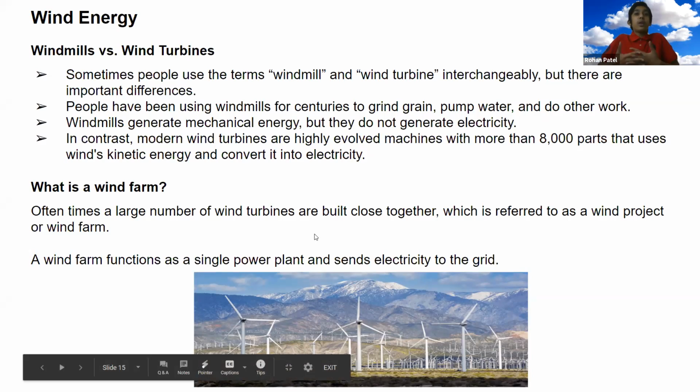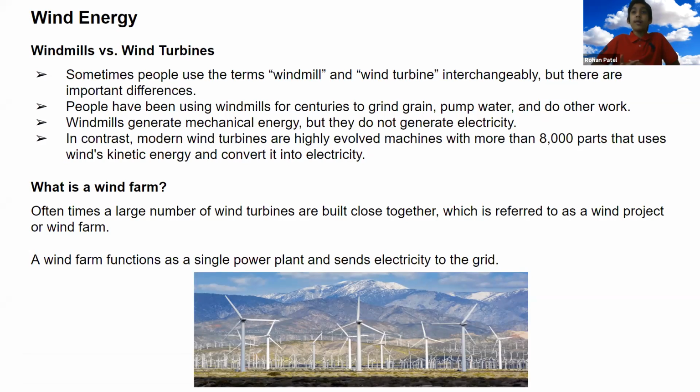So windmills versus wind turbines, what are the differences? Sometimes people use the terms windmills and wind turbines interchangeably, but there are important differences. People have been using windmills for centuries to grind grain like wheat, pump water, and do other work. Windmills generate mechanical energy, but they do not generate electricity. In contrast, modern wind turbines are highly evolved machines with more than 8,000 parts that use the wind's kinetic energy and convert it into electricity.